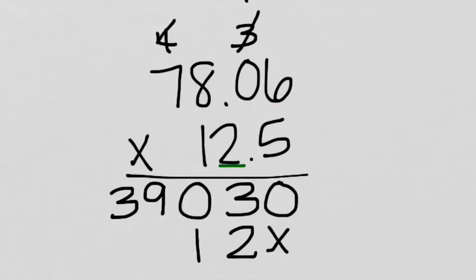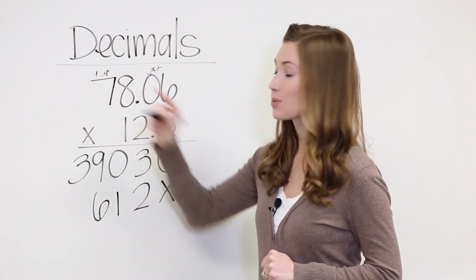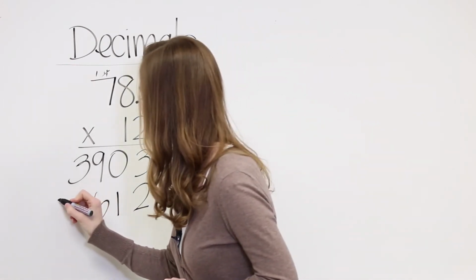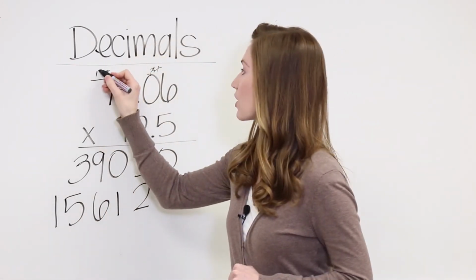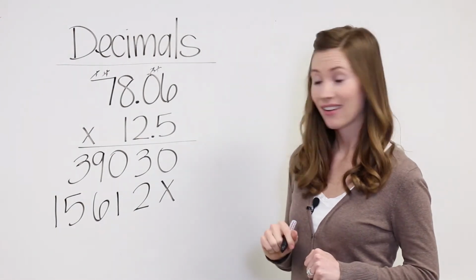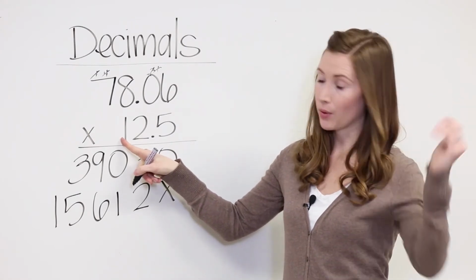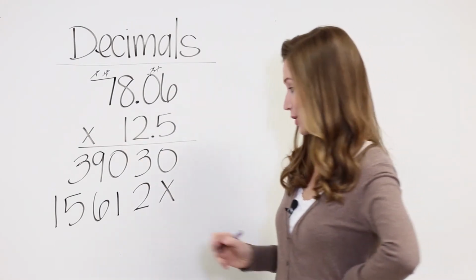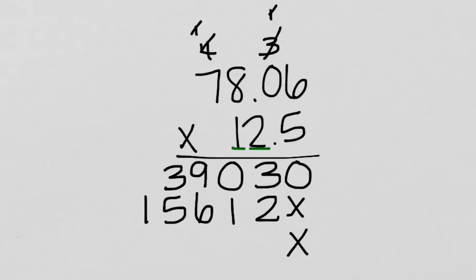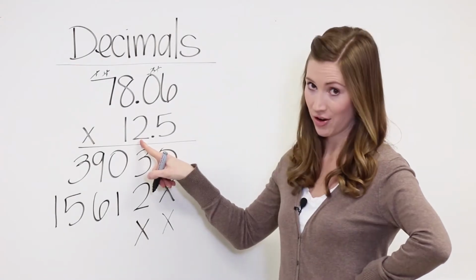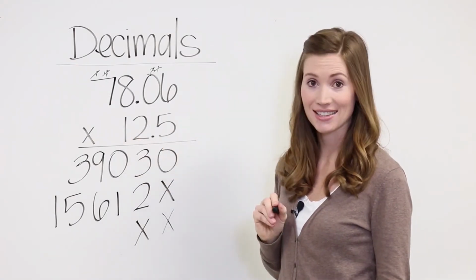2 times 8 is 16. We write the 6. We carry the 1. 2 times 7 is 14. Plus 1 is 15. And cross out the 1 so you know we're done with it. Okay, now we're on to our third digit in the tens place. Whew! Now we need 2 placeholders. We need 1 placeholder for our tenths that we've already done, and we need another placeholder for the ones that we've already done, and now we can move on to our tens.